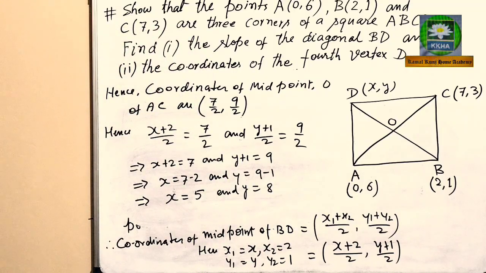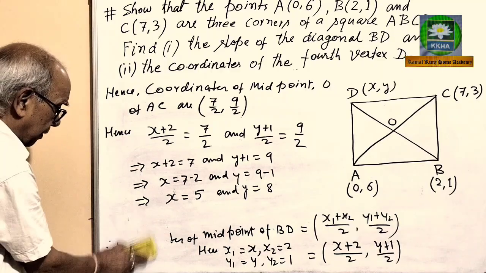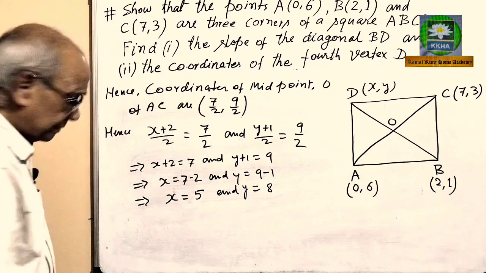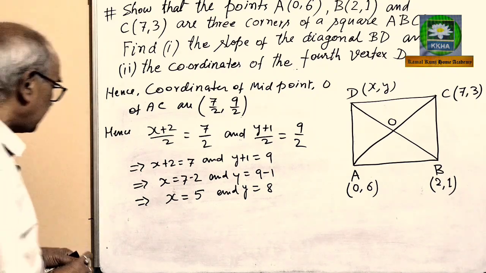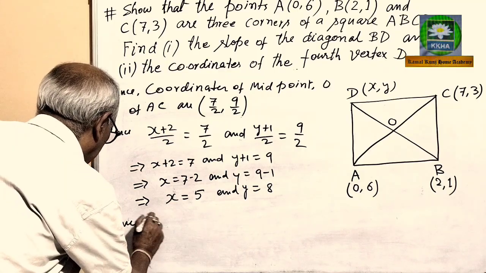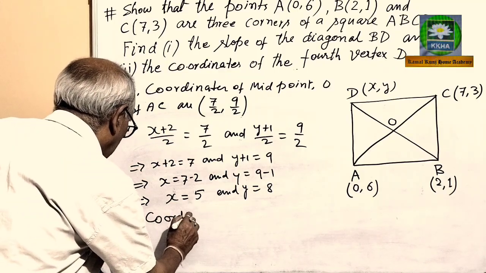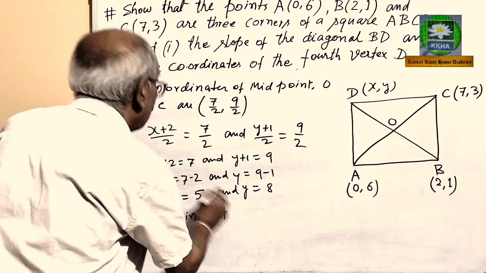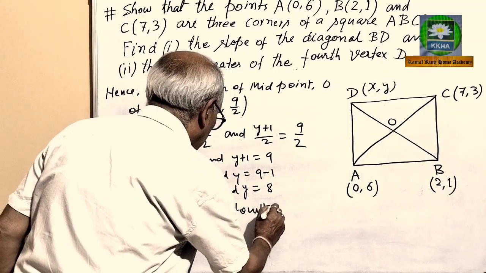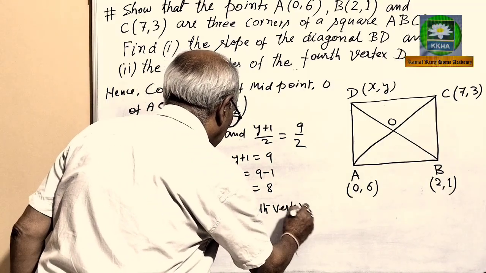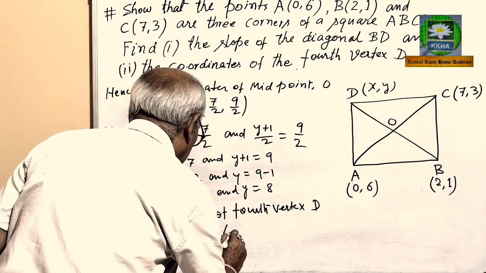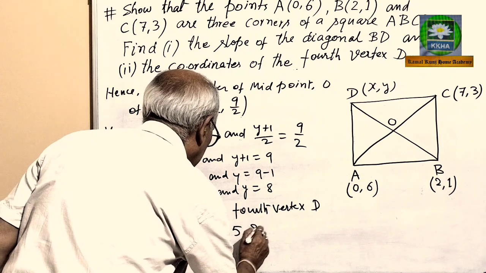Hence, coordinates of fourth vertex D are 5 and 8.